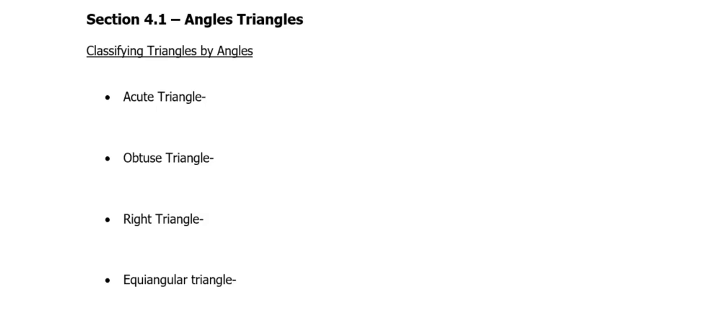Okay, today we'll be doing section 4.1, angles and triangles. I'm going to start off by classifying triangles by their angles. Each triangle has two names, one based off the angles they have, and the other based off their sides. So we're going to start with the angles first. An acute triangle is a triangle with three acute angles.